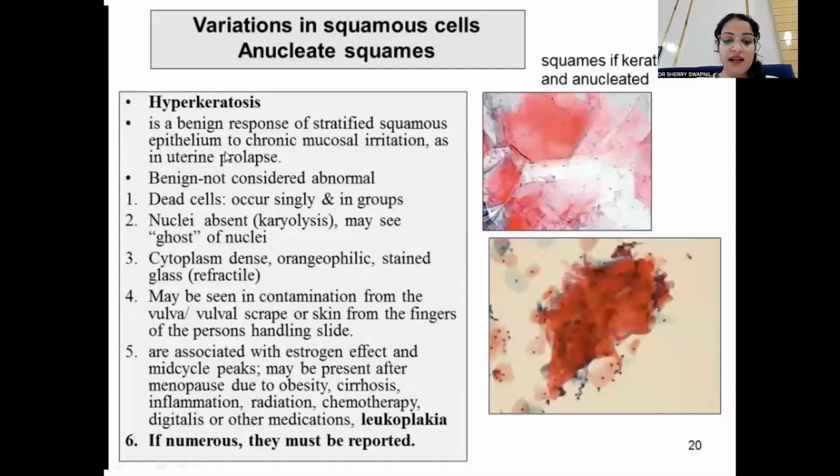These cells are generally associated with estrogen effects, or can be present in case of inflammation, or if a patient is taking radiation therapy or chemotherapy, or in case of uterine prolapse. If these cells are present in a large quantity, then we need to mention it. But if the history suggests any of these causes, then we need not mention it.